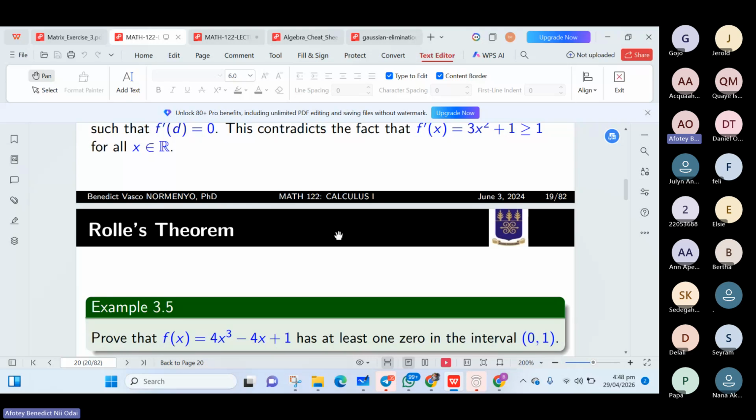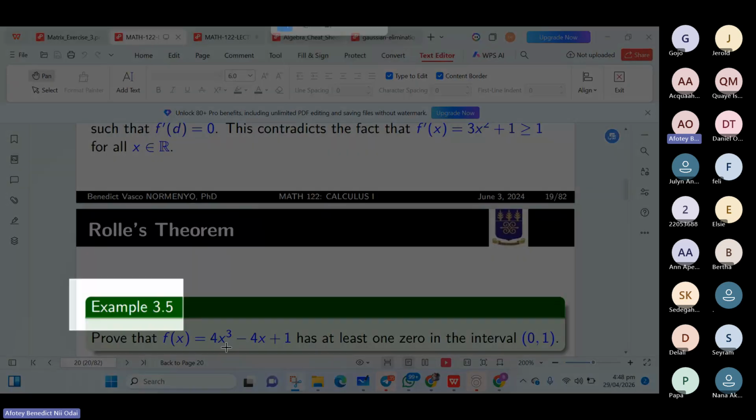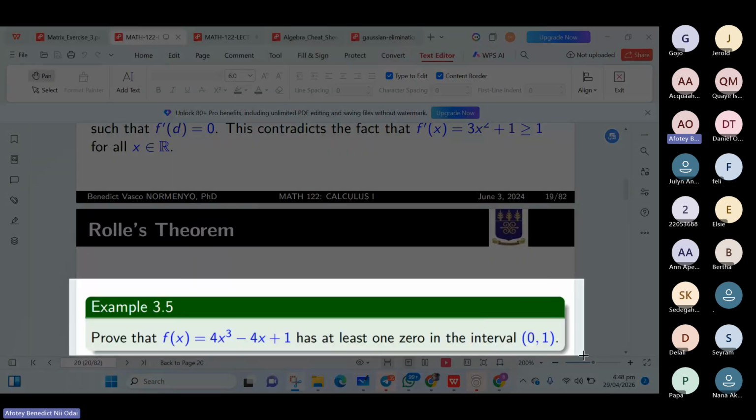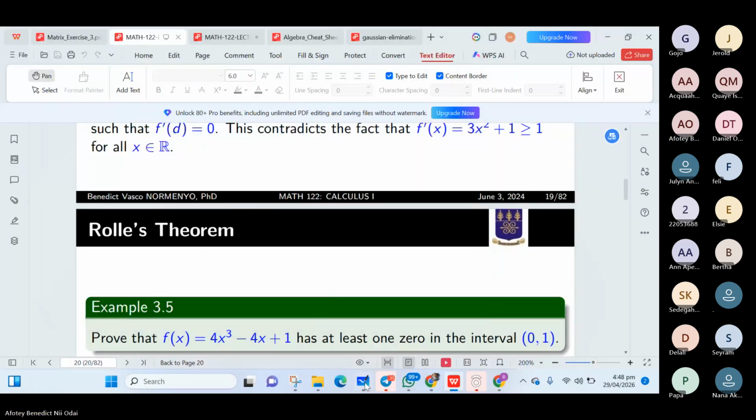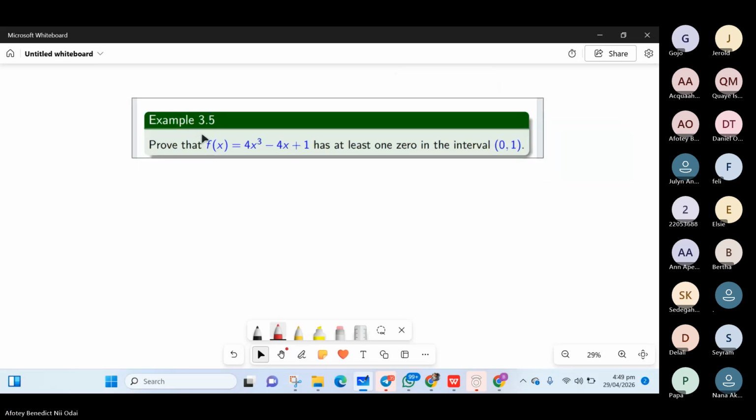Before you solve this, try and recap what Rolle's theorem is saying. Then you can proceed. Let me take a picture of this. We are all solving this. I'll be expecting the answers in the comment section. I'll be taking the answers right now. This is what we are solving in 5 minutes, so at 4:54, we'll all make our submissions, please.